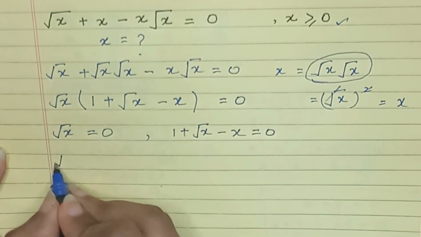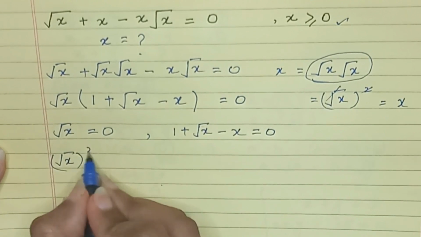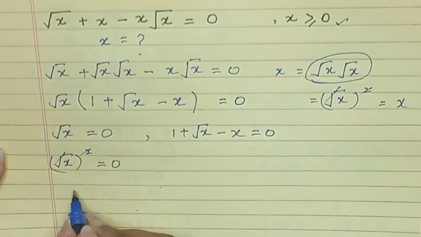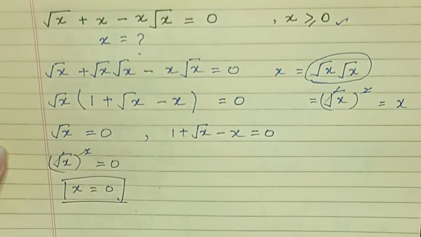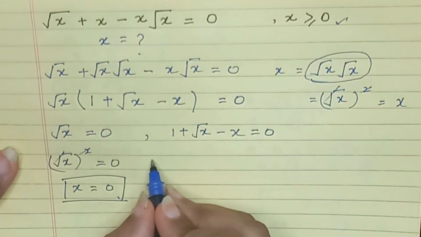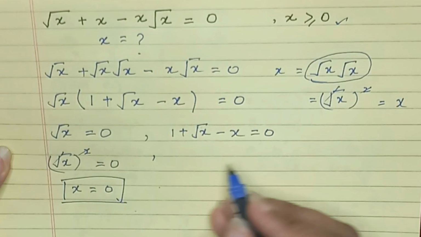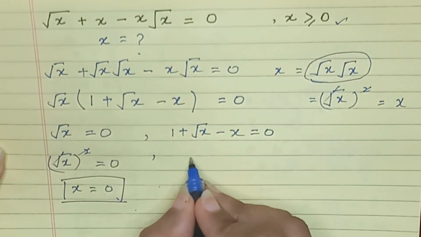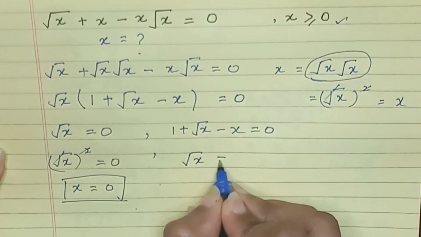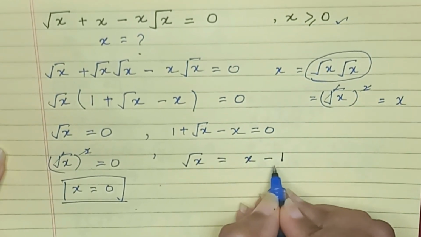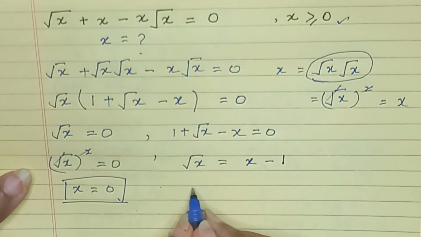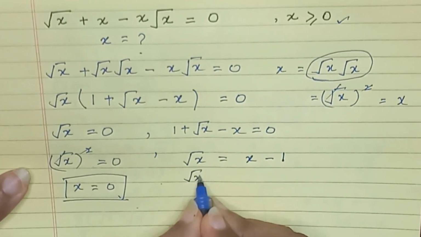We will take the square on both sides, so x is equal to 0. And from here, square root of x will be equal to x minus 1, taking the square on both sides.